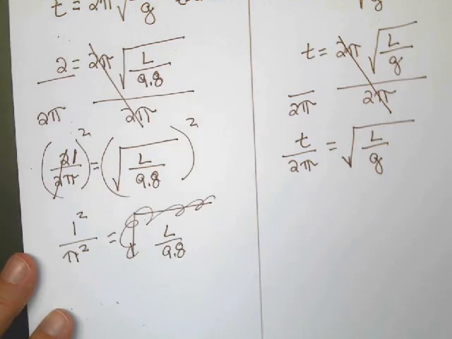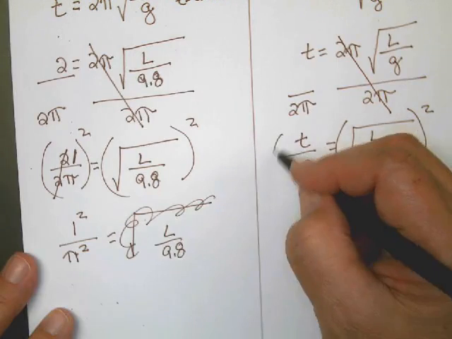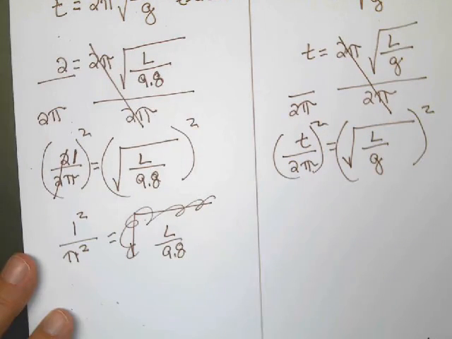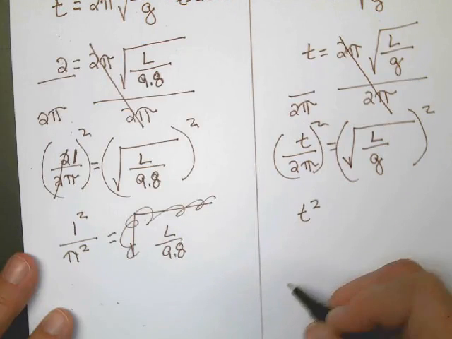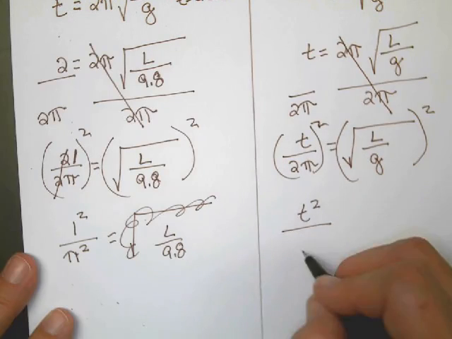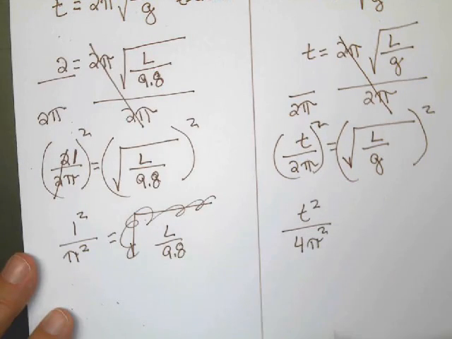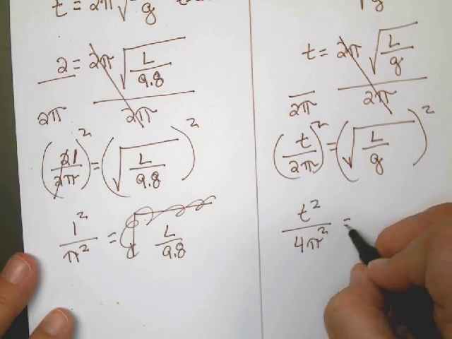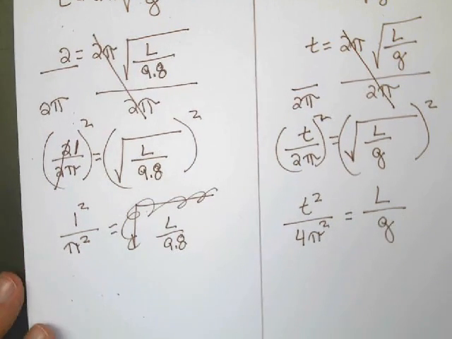Do the same thing without any numbers. I'm going to square both sides. So that would be t squared over 2 squared, which is 4 times pi squared. And that equals the length of the string divided by the gravitational constant. Wow, I'm getting somewhere now.